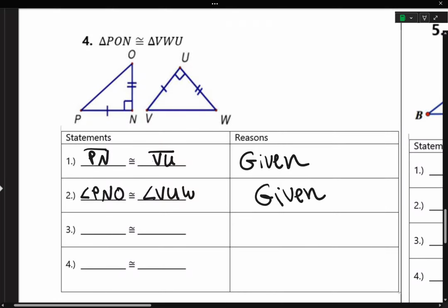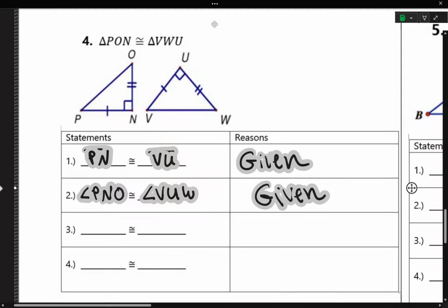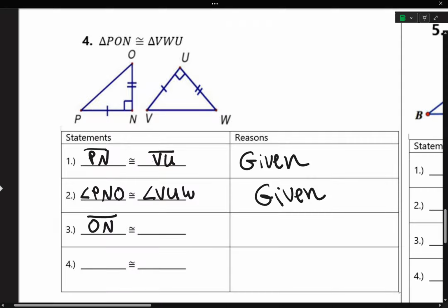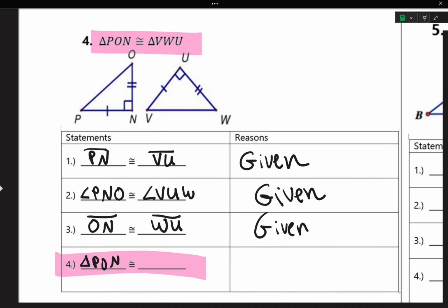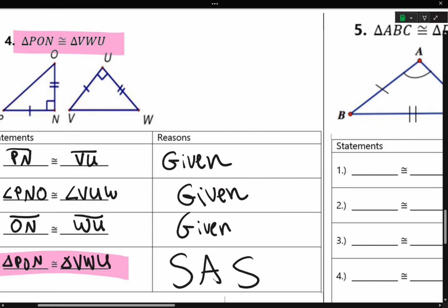Okay, next, let's take a look at the double tick marks. We got ON, and that's congruent to WU. How do I know? That was given. So, number 4 that says triangle PON is congruent to triangle VWU is correct. Let's write that down. Triangle PON, I'm getting that from right here, is congruent to triangle VWU. How do I know? Because of side, angle, side. And, all right, let's try number 5.